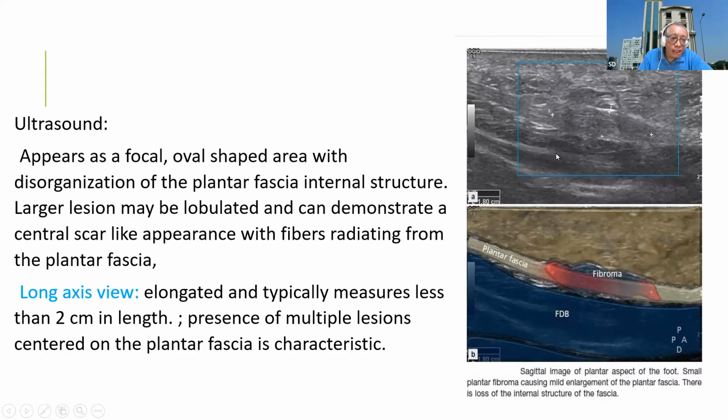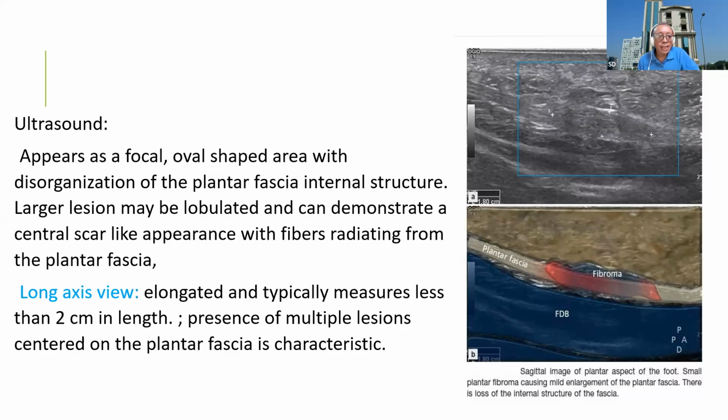If you see the picture clearly, first see the lower part of the picture. Here you can see nice plantar fascia, but in the middle of the plantar fascia, there is a fibroma. Okay, there is an oval shaped or round shaped focal enlargement of the plantar fascia. If you see proximally the plantar fascia is normal, and distally also the plantar fascia is normal. But in the focal area marked with the yellow-blue box, there you can see abnormal dilatation or oval shaped disorganization of the internal structure of the plantar fascia. So this is the typical picture of plantar fibroma or plantar fibromatosis.